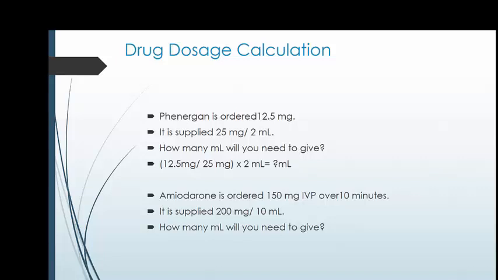Amiodarone is ordered 150 milligrams IV push over 10 minutes. Now in this particular situation, right this instant, does that 10 minutes matter? No, because we're just trying to find out how many milliliters we'll be given. You've got to be able to look at the formula or the problem and figure out what exactly you need to solve it. So desired dose is going to be 150 milligrams. Your volume in the container is going to be 10 milliliters, and the drug in that container is going to be 200 milligrams. So 150 milligrams times your volume, which is 10, will give you 1,500, divided by your drug, which is 200, will give you 7.5 milliliters.